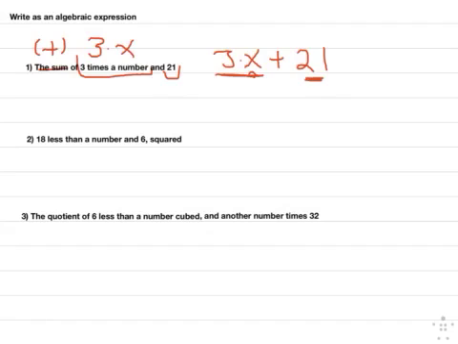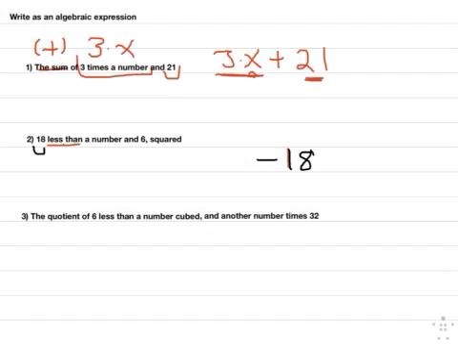Okay, go on to number 2. We've got 18 less than something. Remember, less than means we're taking 18 away from some group. So that's on the very right-hand side. Okay, so 18 less than what?